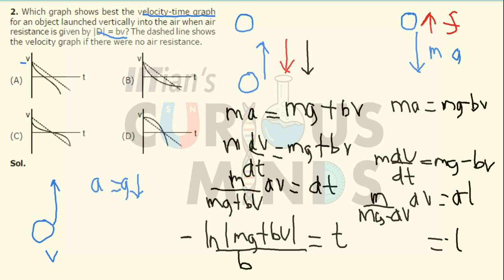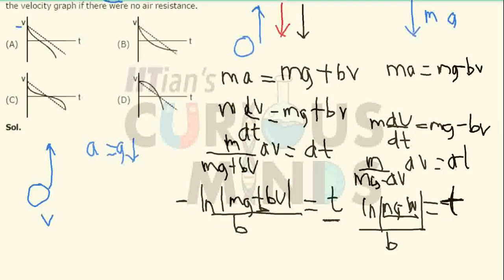So now t will be equal to the logarithm of (mg minus bv) divided by b, with a negative sign. Somewhat the similar formula. The only difference here is that instead of plus it is a negative sign. Negative sign means that in the first case, as the time goes on increasing, the velocity goes on increasing in the negative direction. But here, as the time goes on increasing, the velocity slowly decreases in magnitude, and finally it will become a constant value.